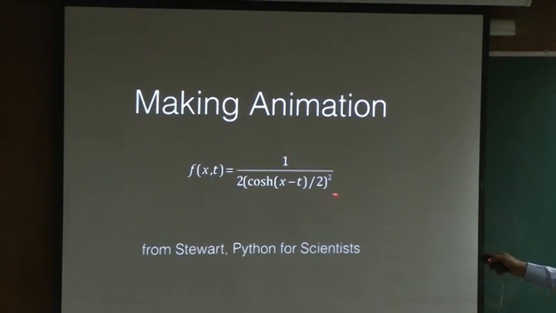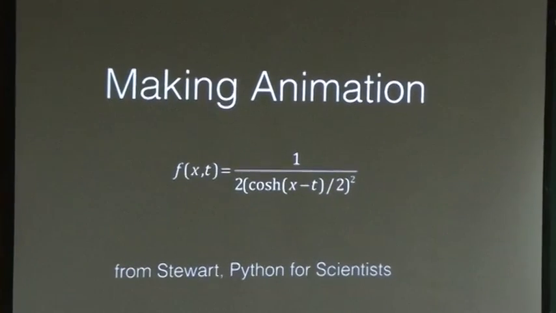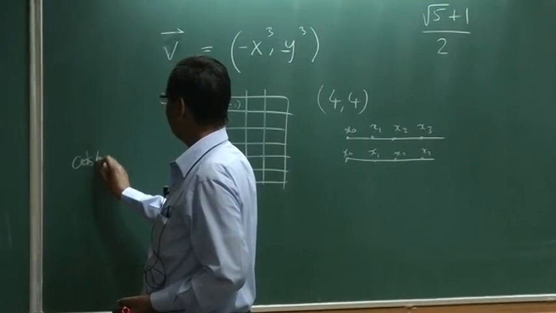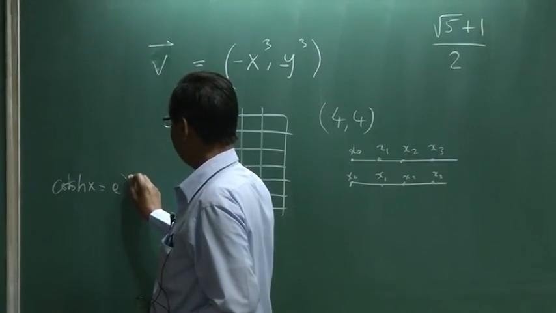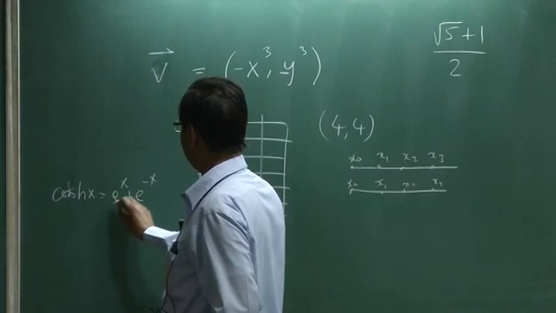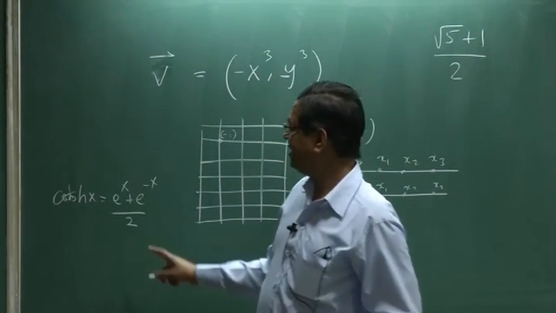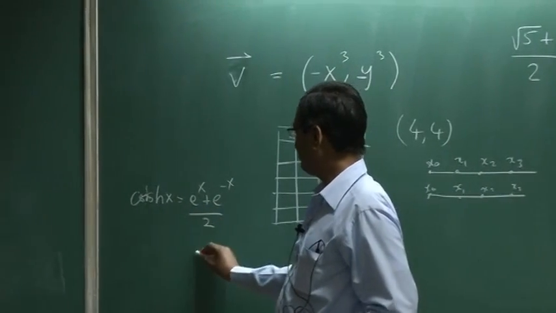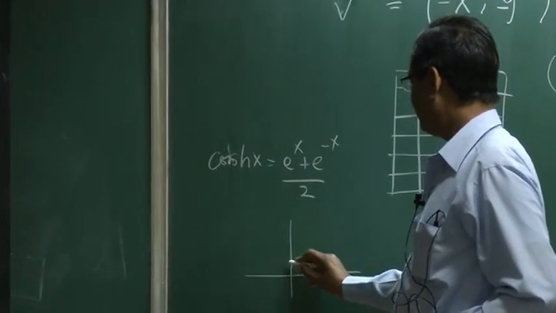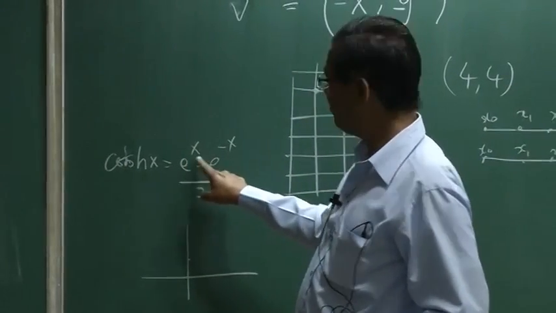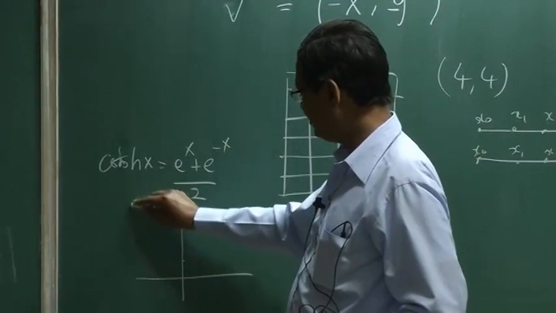So how does this function look like at a given time, let's say t equal to 0? How does cosh look? Everyone knows what cos hyperbolic is, no? Cosh x is e to the power x plus e to the power minus x, divided by 2. So at x equal to 0 it is 1, and it increases. For large x it will increase because of one term, for small x because of the other. It is an even function.